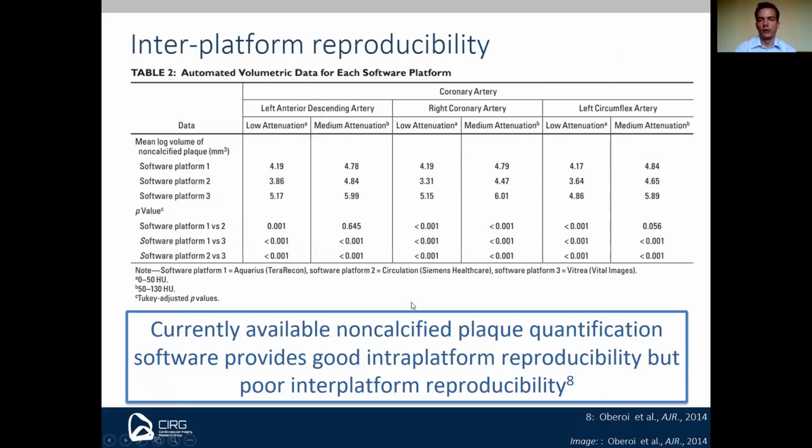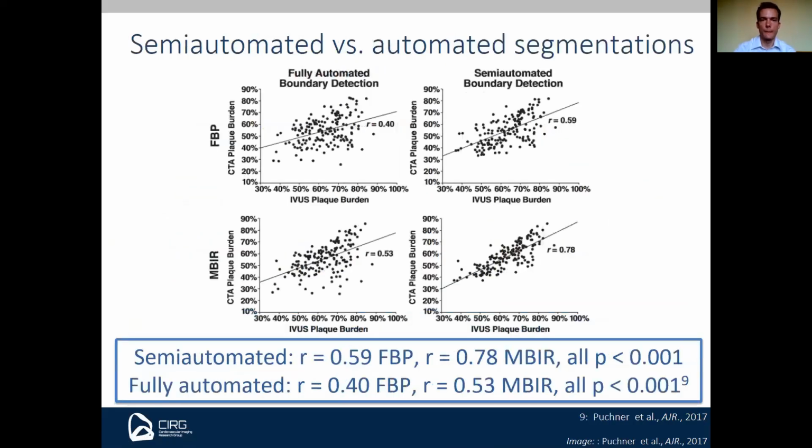Oberoi and co-workers have shown that not only the scanner but also the software is very important, as analyzing the same data sets you can get different results if you use different software. And the holy grail of quantitative CTA is achieving robust results based on automated segmentations. But Buchner et al. have shown that you need manual adjustments for the contours to achieve robust results.